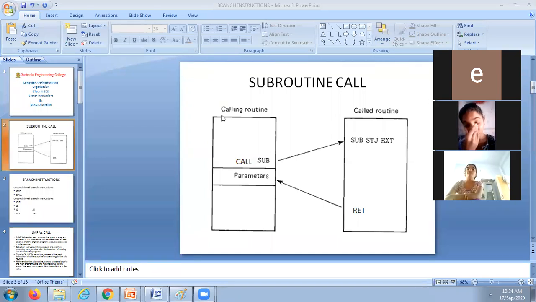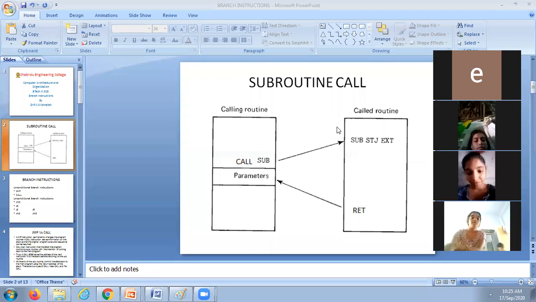While executing some program, you can call another program. I think in your C, are you using functions? Do you have the C lab in your first year? Have you done your first year C lab? Yes, sir. In the C lab, did you study call by value and call by reference functions? Yes, sir.